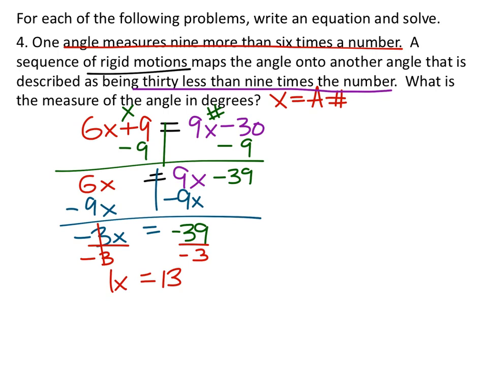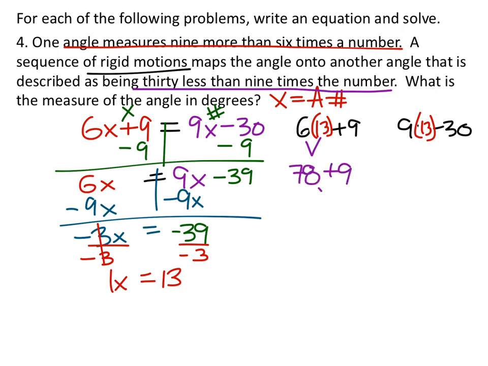But once again, we weren't solving for x, we're solving for the angle. So I can check for both. 6x plus 9 should equal 9x minus 30. So we'll solve these simultaneously by replacing the x value with 13. So we'll see what happens here. 6 times 13 is 78. Then I've got plus 9, which combines to be 87.